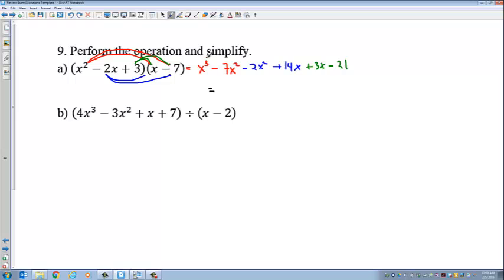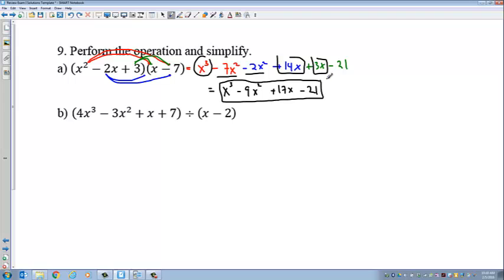So that's going to be equal to, there's only one x cubed term, so you just get x cubed. And then you have a minus 7x squared and a minus 2x squared. So minus 7 minus 2 is minus 9, so minus 9x squared. And then you have a plus 14x and a plus 3x, so that's plus 17x. And then finally you have a minus 21. And so that is my final answer.